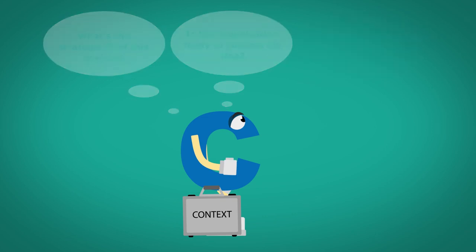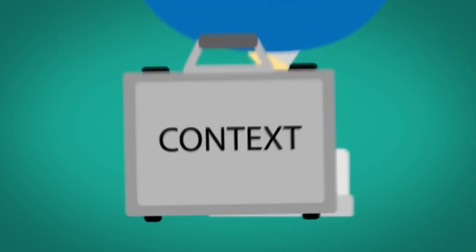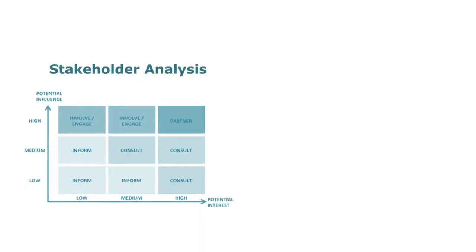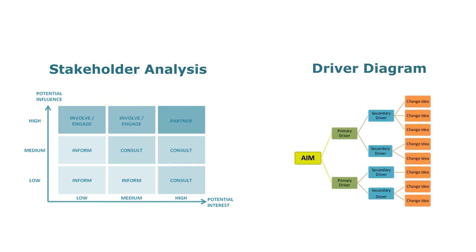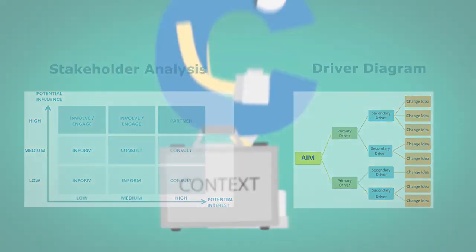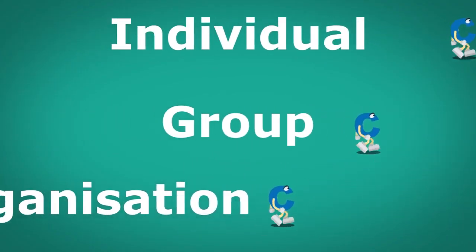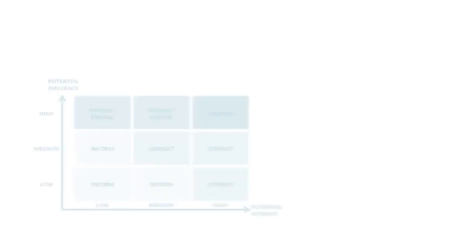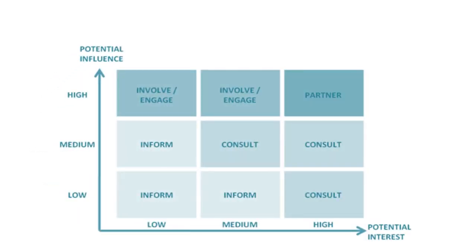To help you do this, you will have a detailed understanding of how to use two models, the stakeholder analysis and the driver diagram. A stakeholder is described as any individual, group or organisation with an interest in your project. They may or may not be needed in the decision-making process. The stakeholder analysis is simply a method of systematically collecting and analysing information about people whose interests should be taken into account. It should be one of the first steps you take in any project.